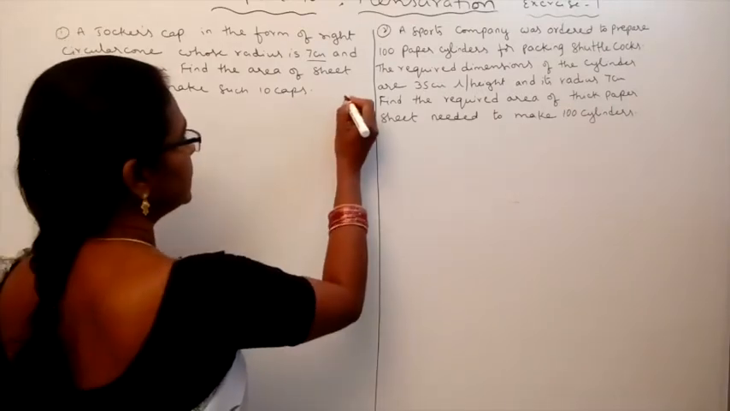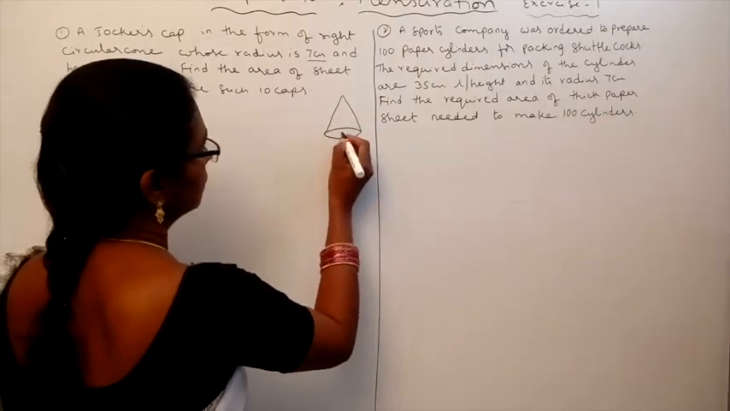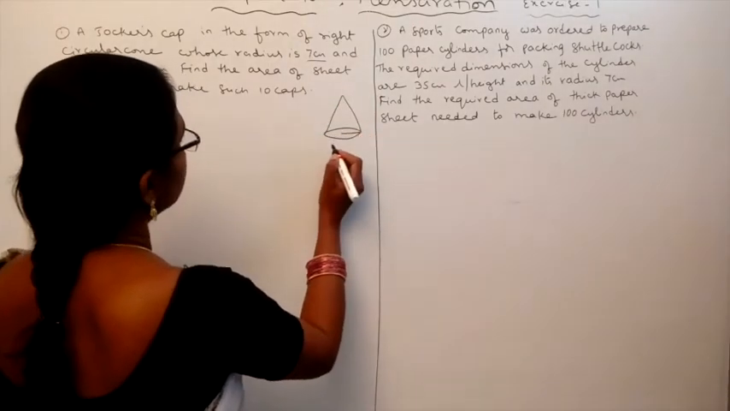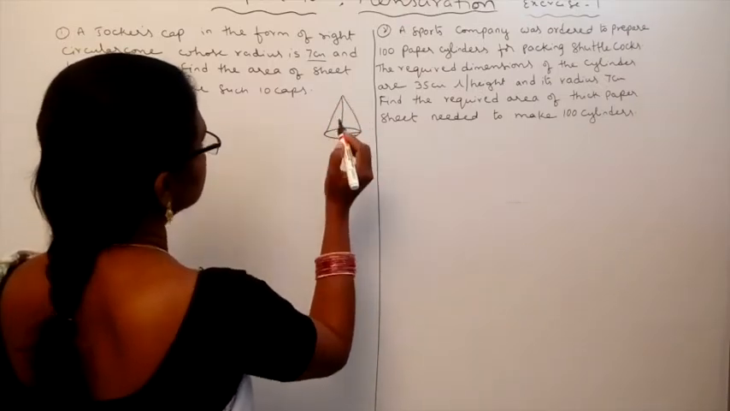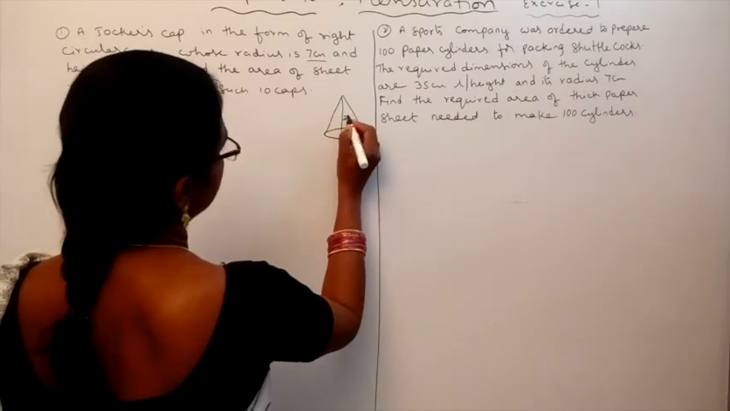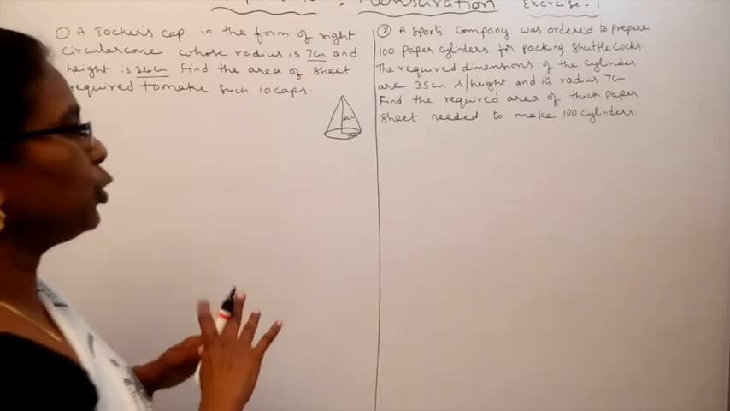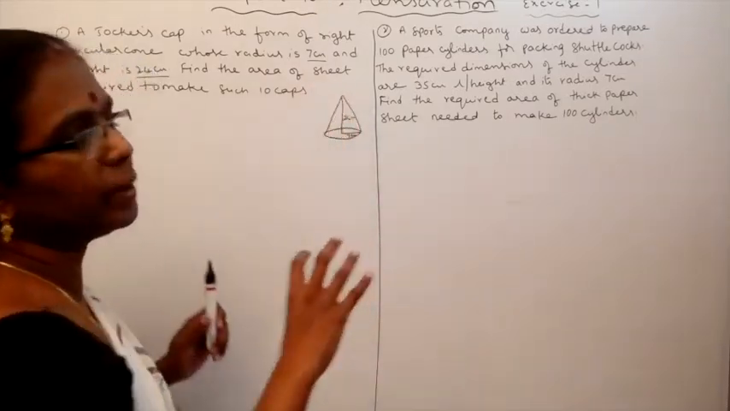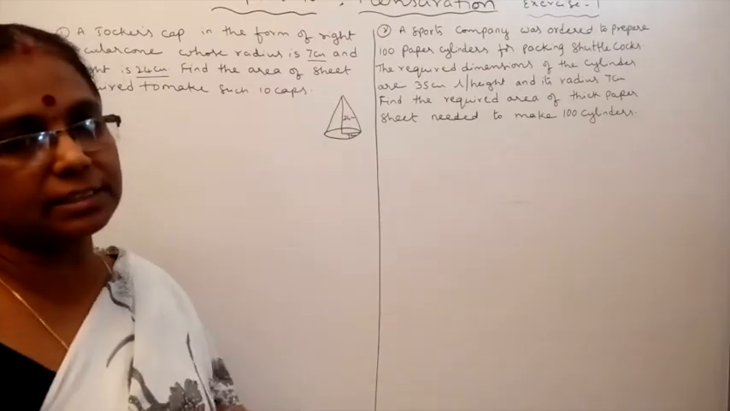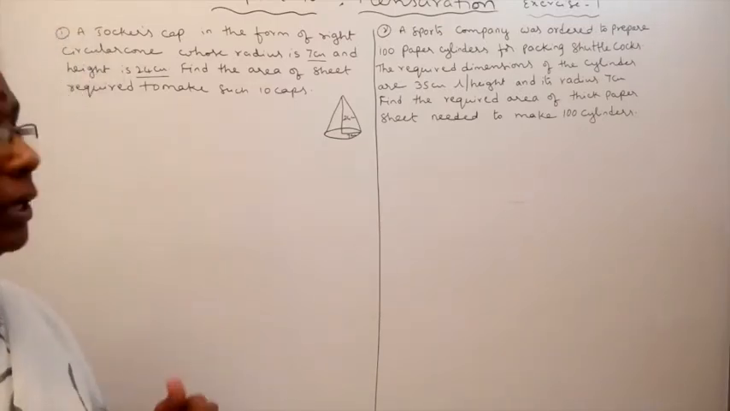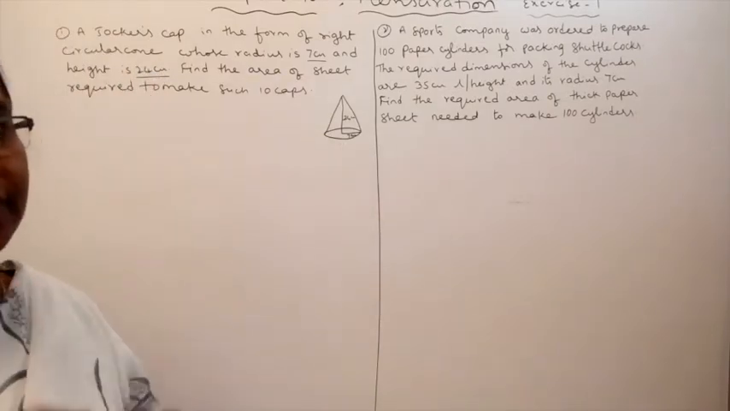See, now the cap is in the shape of a cone. How much radius? 7 cm. Height, 24 cm. Like this we have to prepare one joker cap. Then to prepare this joker cap, how much sheet do we require? It means we have to find out LSA or CSA. LSA, because there is no bottom; if you close the bottom you can't wear it.